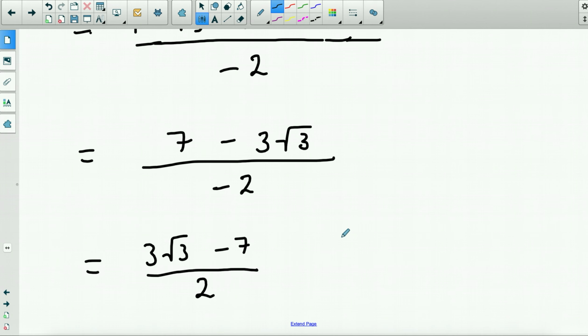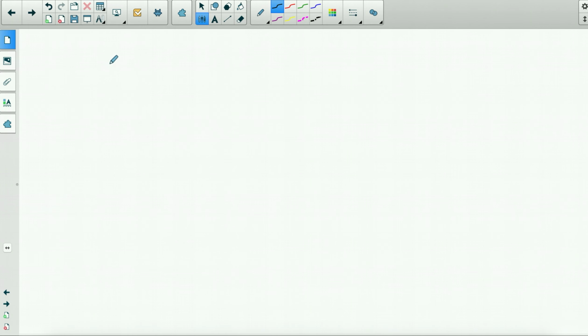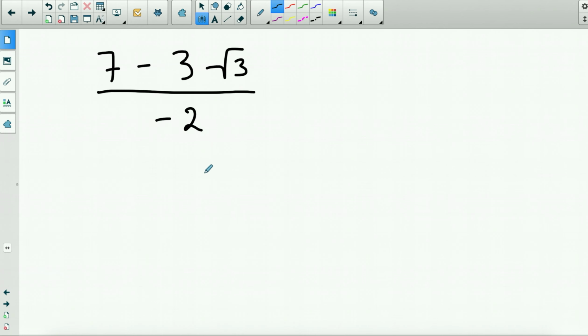I will take a few minutes just to explain the last parts that I just did, which is not essential. You can still use the facts that I said, which is if you change the sign, you just change all the other signs as well. So just to explain why that is true, if I have 7 minus 3 square root of 3 over negative 2, you can explain this in many different ways, but I'm going to explain it by, well, I can multiply by a negative 1 and a negative 1, and it won't really change the value of the fraction.